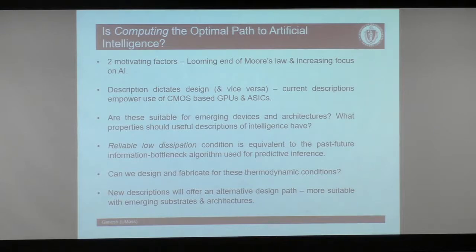As there's a revolution in neuroscience, there's also a revolution in non-equilibrium thermodynamics, and a lot of people are now interested in building non-equilibrium thermodynamic models of intelligence. So we'll talk about one such description of intelligence that might actually fit really well if we want to build new kinds of systems. As I said, since description dictates design, these new kinds of descriptions might actually lead to new kinds of design techniques.